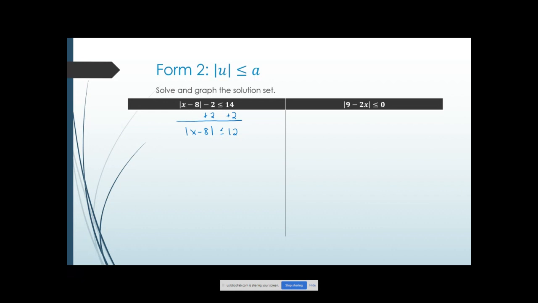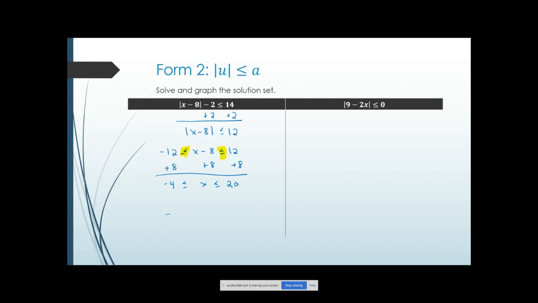Now it's got that less than, so we're making a compound inequality. So I have x minus 8 is less than or equal to 12. And then on the other side, I put negative 12 is less than or equal to. So now, with my highlighter, so we can see the 3 sections, I need to get x by itself, so I'm going to add 8 to everything. So negative 12 plus 8 is negative 4, less than or equal to x, less than or equal to 20.